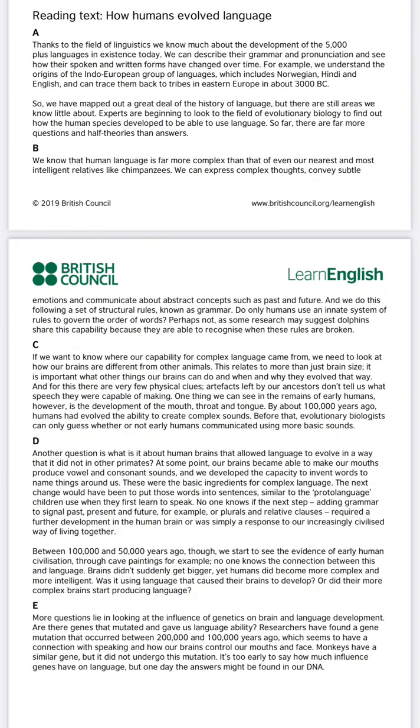Researchers have found gene mutations that occurred between 200,000 and 100,000 years ago, which tend to have a connection with speaking and how our brain controls our mouths and face. Monkeys have similar genes, but they didn't undergo the mutations. It's too early to say how much influence genes have in language, but one day the answers might be found in our DNA.